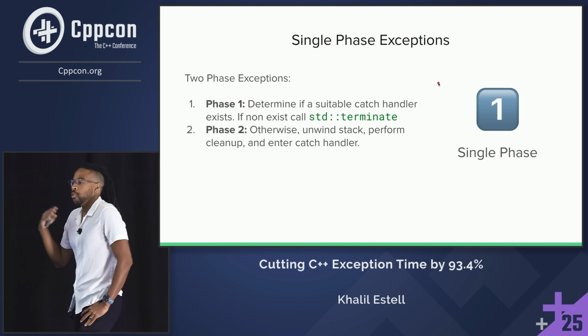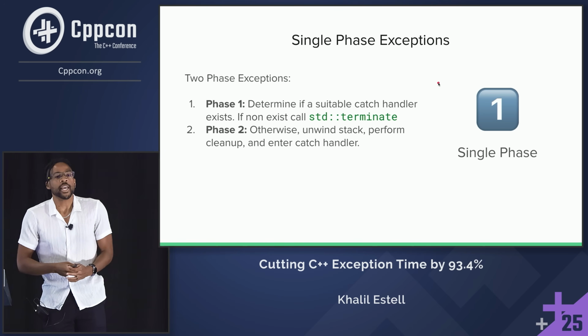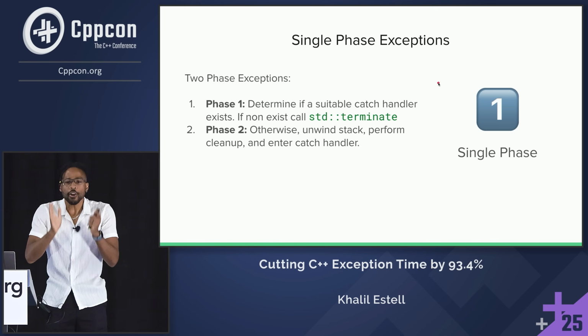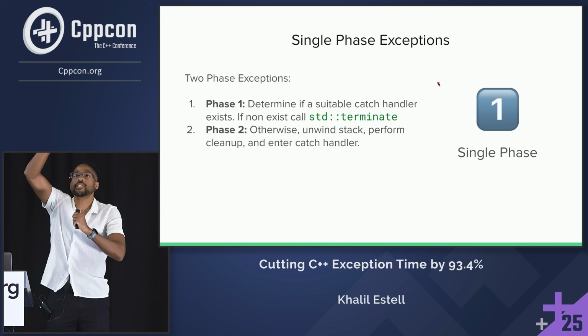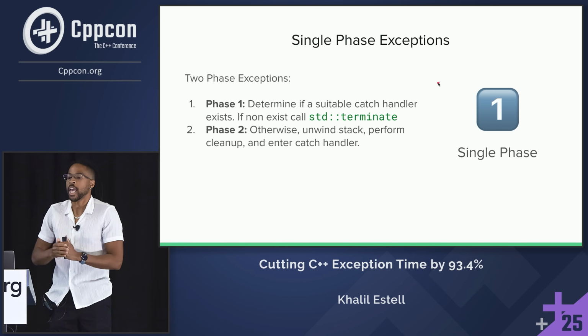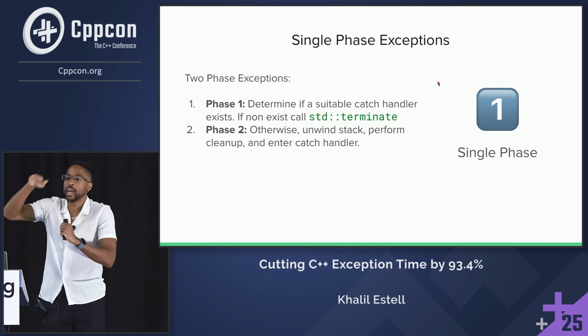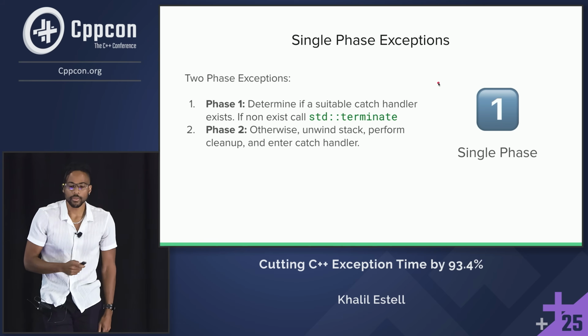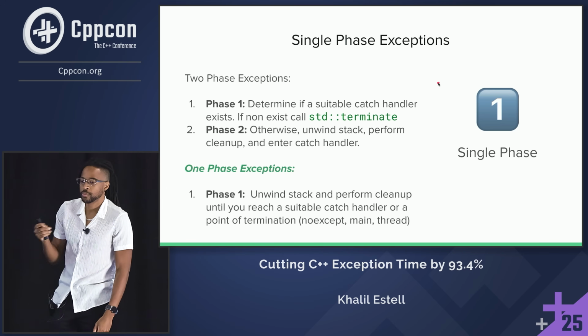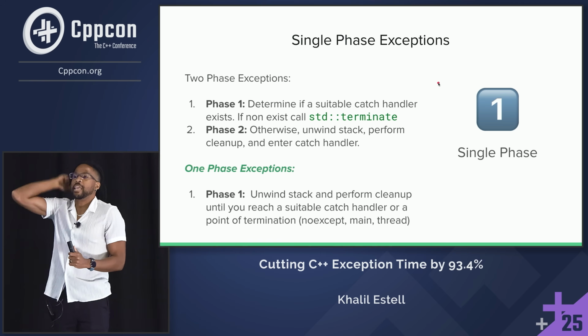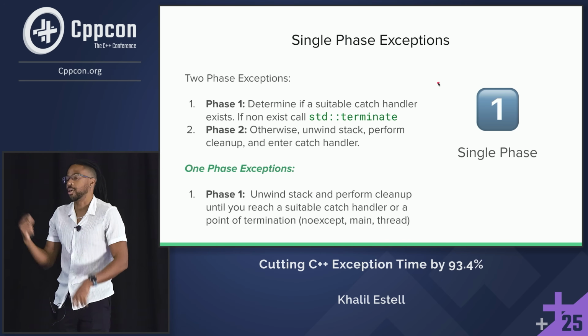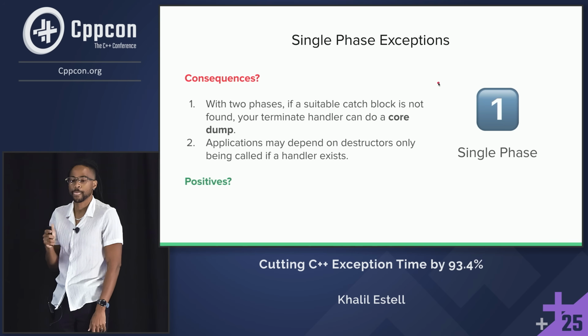So for those who don't know, the way exceptions work is that when you throw an error, the first thing it does is propagate up the stack to find a handler. And then when it finds the handler, it'll start unwinding and calling destructors. With my single-phase exceptions, I unwind the stack and perform cleanup immediately. And I keep going until eventually I find something or I terminate. That's pretty much what I do.